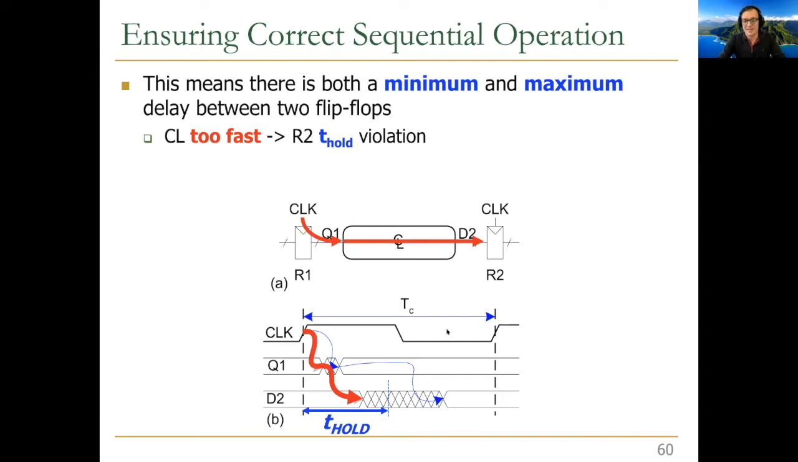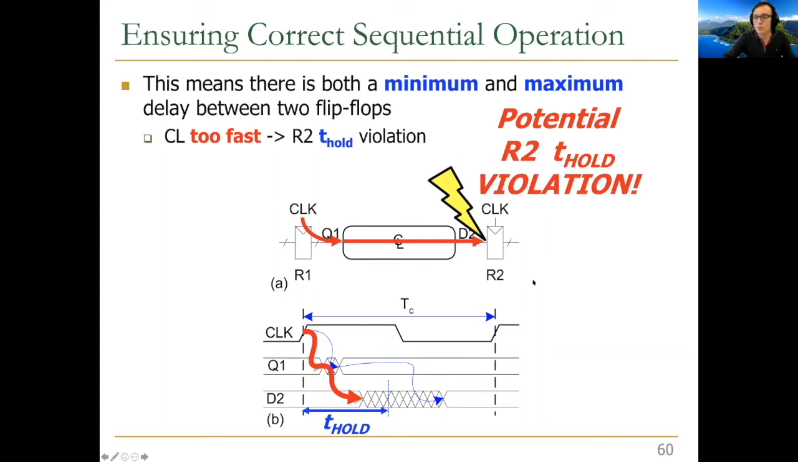Okay, you can see that, right? So clock to D2 over here should be less than the T hold time of this register, so that we can avoid a potential R2 T hold violation at this register. Okay, so hopefully that's clear.